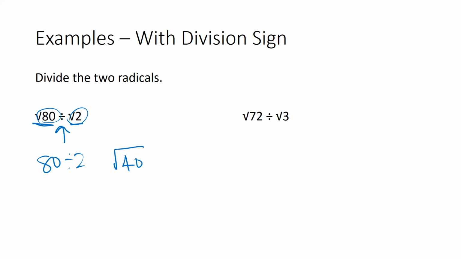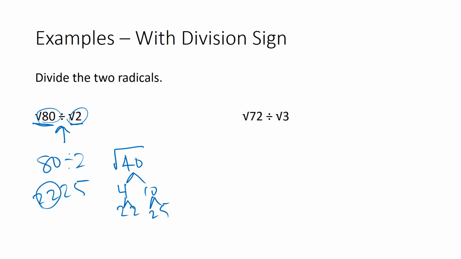And we're going to put a square root on it, and we're going to break down the square root of 40, which we have already learned how to do. Well, 40 is really 4 and 10. 4 is 2 and 2. 10 is 2 and 5. So I get 2, 2, 2, and 5.